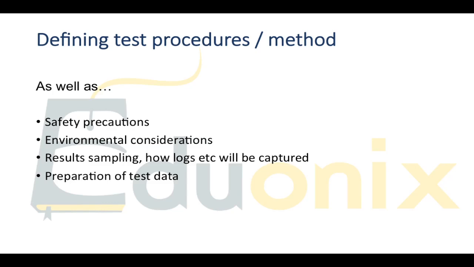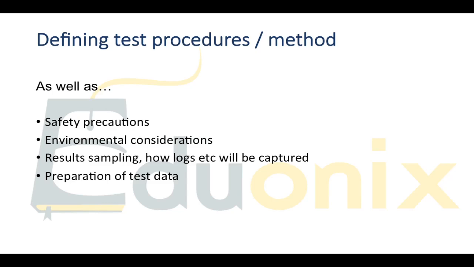Environmental considerations. Just because you can replicate the test environment doesn't mean that it's exactly the same. So an example would be that you're only able to replicate 100 megabytes per second in the test lab, whilst in the real world it could be 150 or 200.